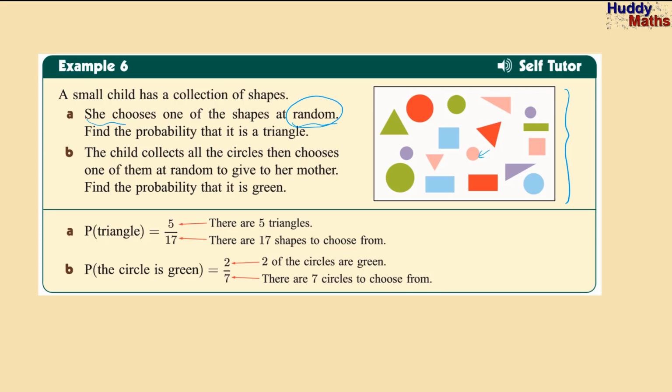She may not be able to pick those up as easily. She'll come to the big ones first, maybe. Interesting, isn't it? So think about that. What's the probability of a triangle?